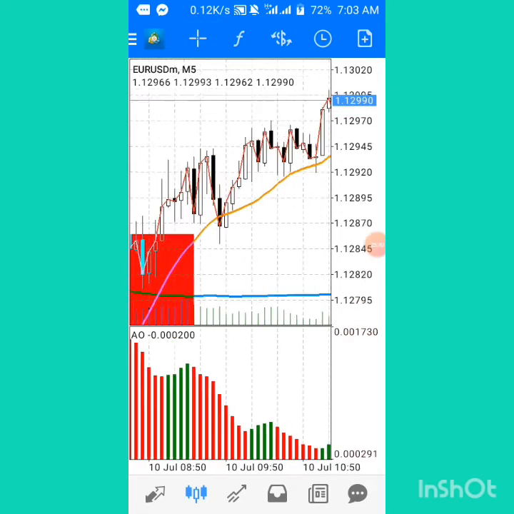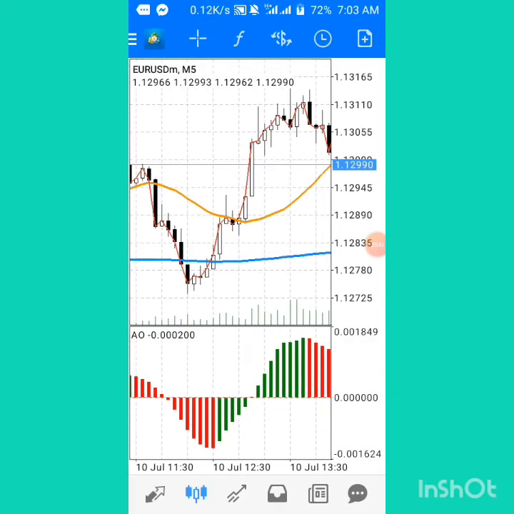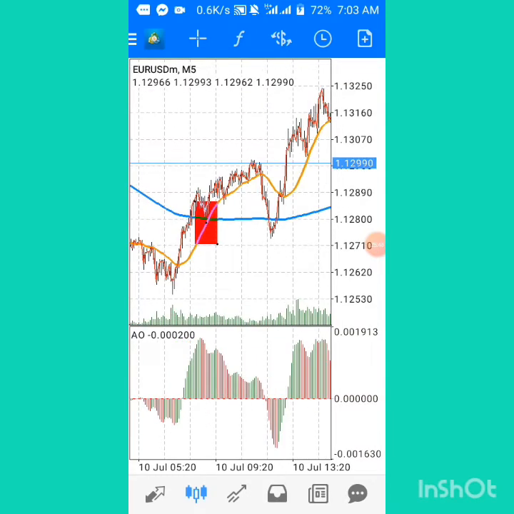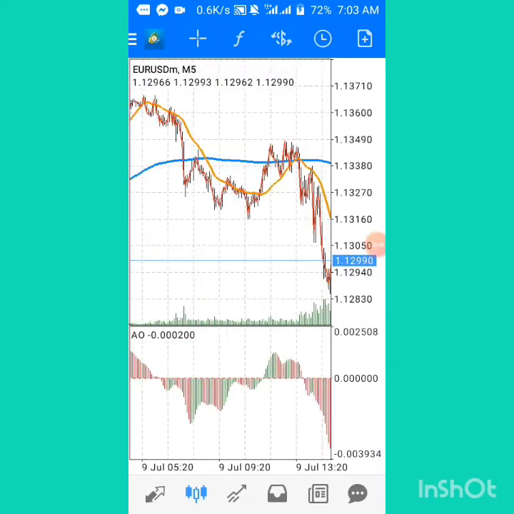Okay, so that's that for when to buy. Then when to sell, when it crosses down like we have here, get a rectangular shape.